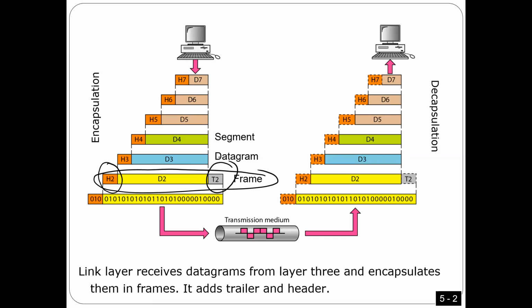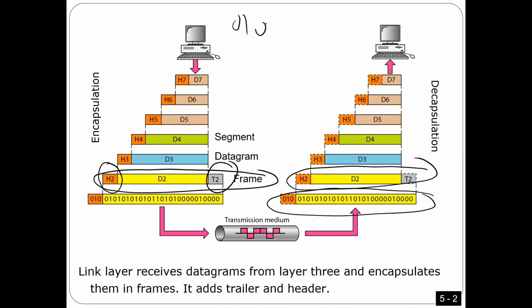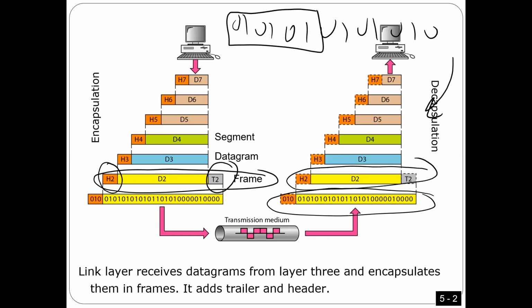At the receiver side, layer number two gets just a stream of bits, ones and zeros. Out of this stream of bits, it has to create frames. So layer number two has to identify the frames: this is one frame, this is another frame. For sure, I'm going to tell you how this can happen if you have just a stream of bits.